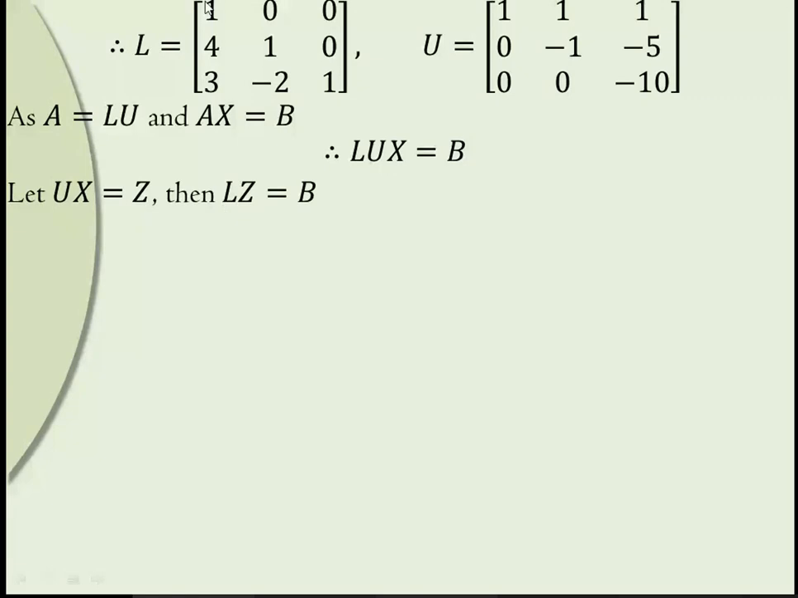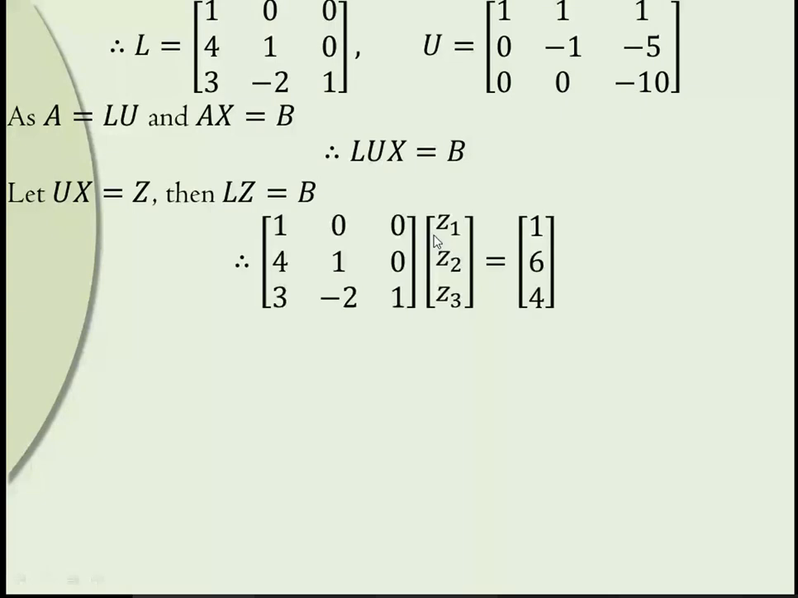Take this L. Take Z as Z1, Z2, Z3. We know what B is. B is the matrix which we get from the system, all the constant terms. This is already there. We get it from the problem, the constant terms on the right hand side. Now get the equations from it. 1 into Z1, 0 into Z2 plus 0 into Z3 equal to 1.